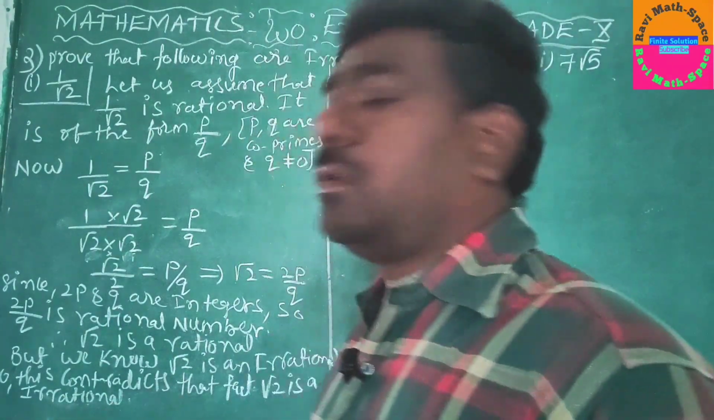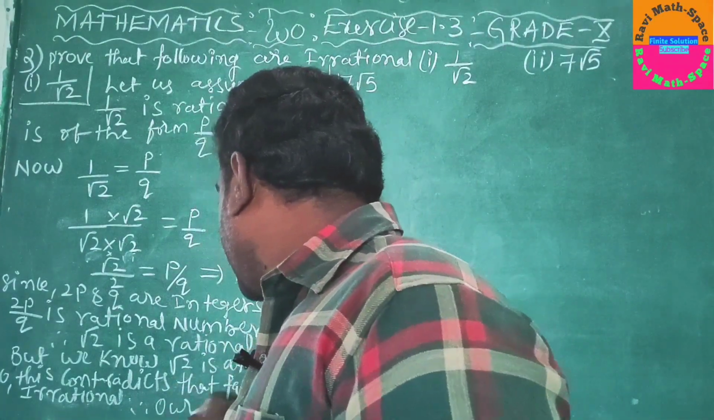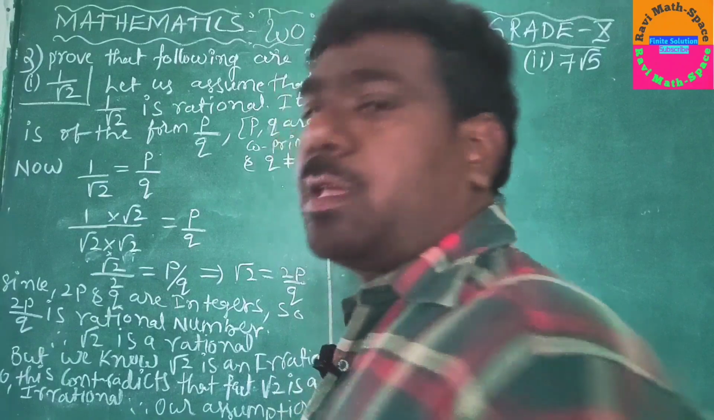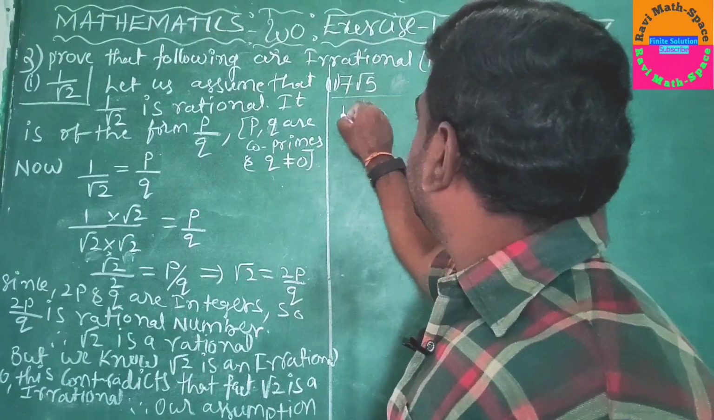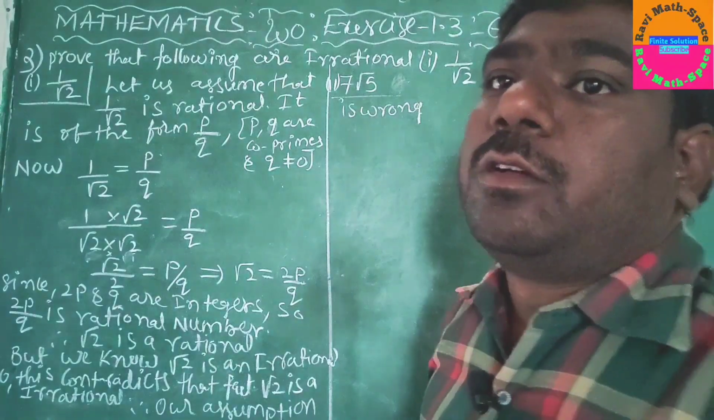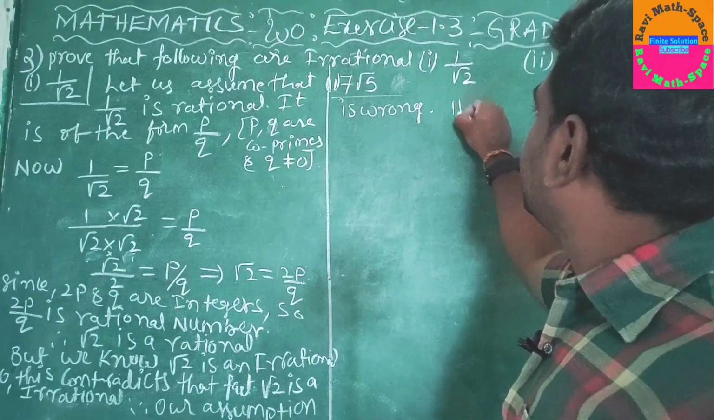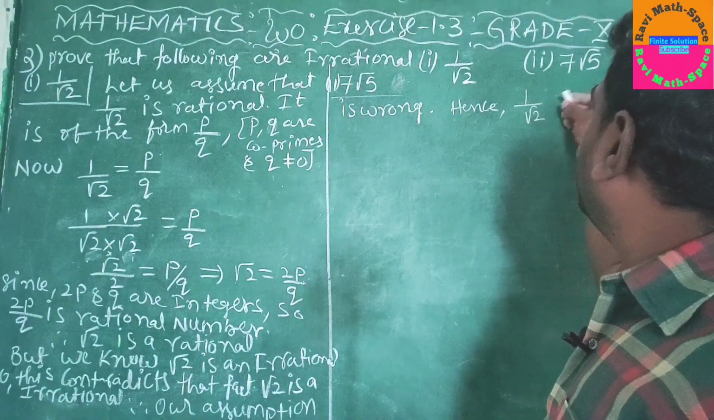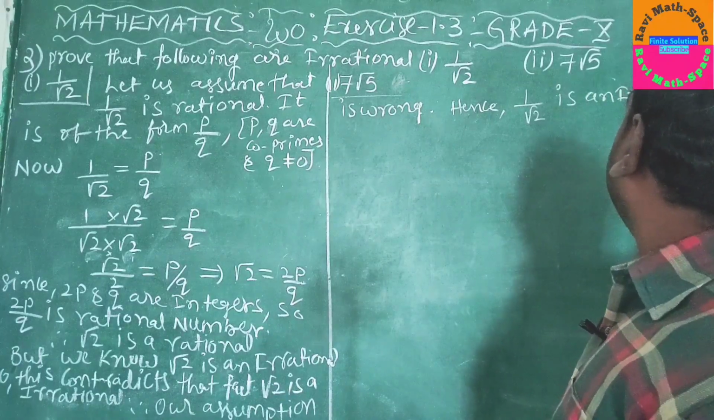So what can I write now about our assumption? Therefore our assumption is wrong. Yes or no? Our assumption is wrong. So what can I write now? Hence 1 by root 2 is an irrational number.